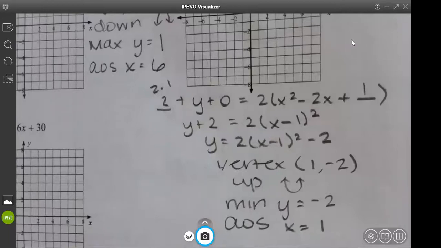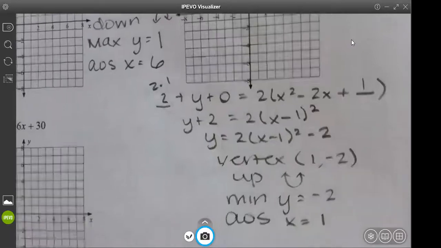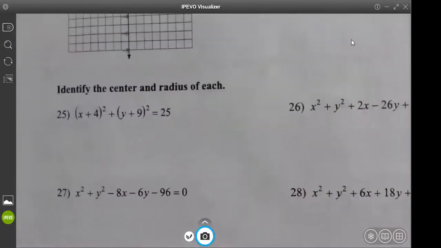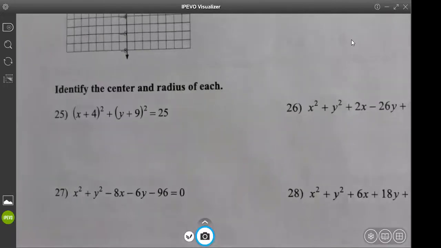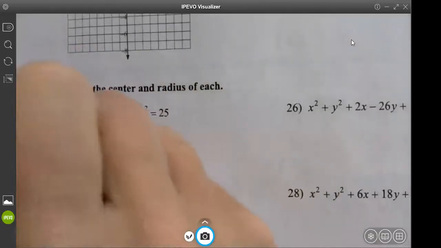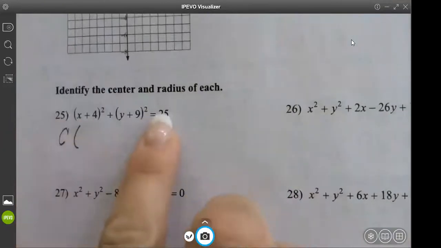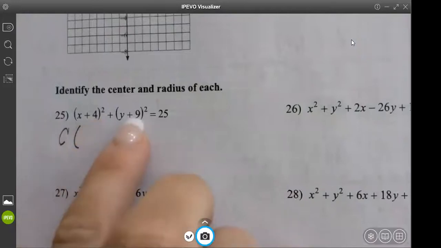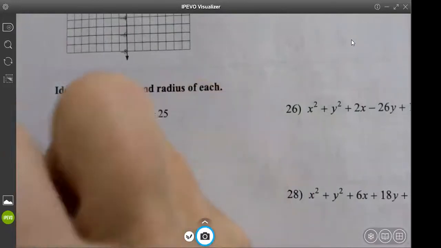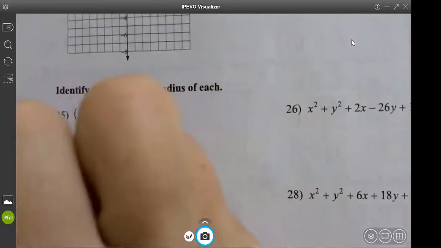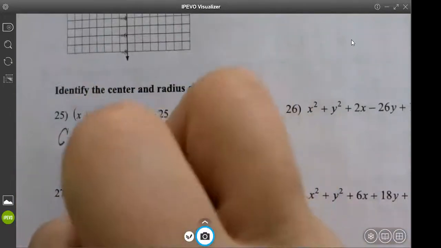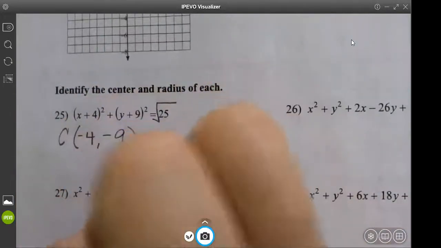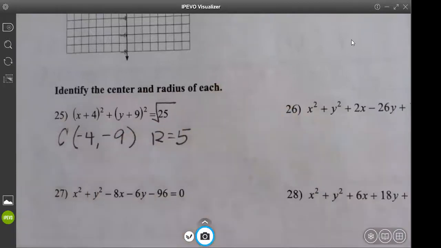All right. And then 25 through 30, we won't do all of them, but we'll do a couple of them. 25 is already set up perfect for you. It's already in vertex form or center and radius form. So to find the center, you need to get it in this form. So all of these we're going to have to rewrite. Your center is going to come from your 2 numbers in parentheses. Just make sure you change the sign. So negative 4, negative 9. And then square root the last number for your radius.